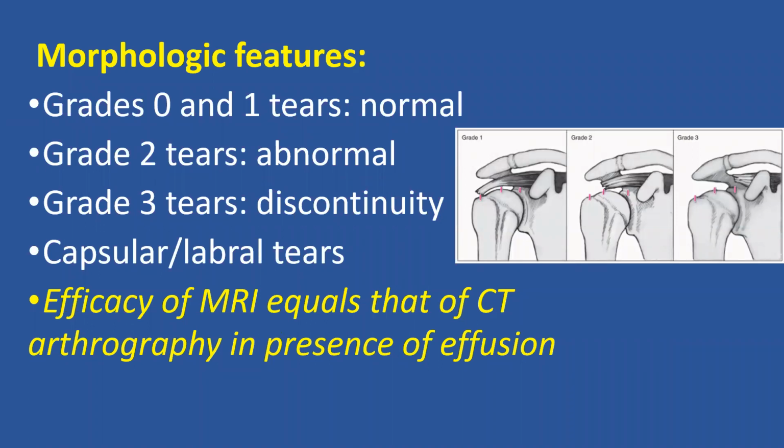Capsular labral tears also are identified, and the efficacy of MRI equals that of CT arthrography in the presence of effusion. So you have to keep this in mind. If they ask you, you have an MRI and you have a CT arthrogram, what's your opinion? Which one would you use? You tell them that they have an equal efficacy in identifying tears.